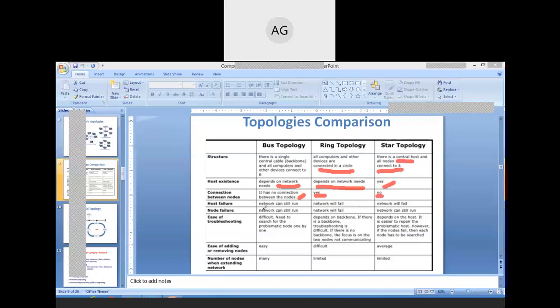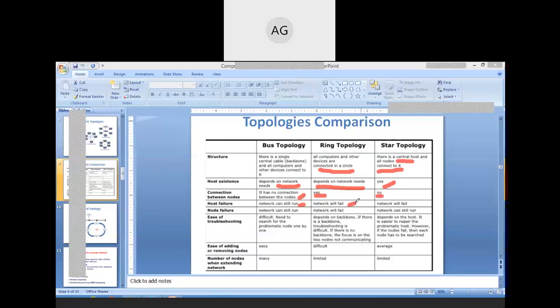The next point of difference is host failure. In the case of bus topology, the network can still run even if the host fails, because all the systems are connected to a backbone, and until and unless there is some problem in the backbone cable, the other systems can communicate through that backbone cable. In the case of ring topology, the network will fail.